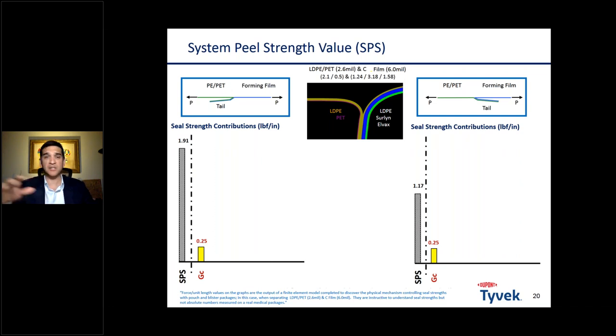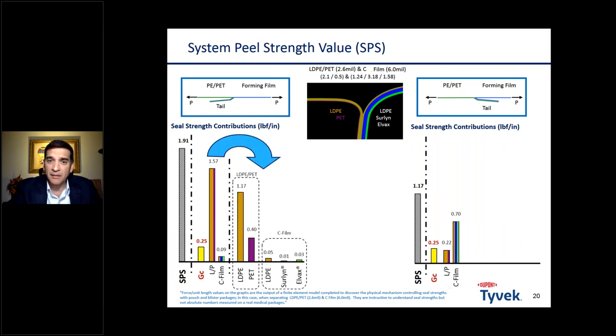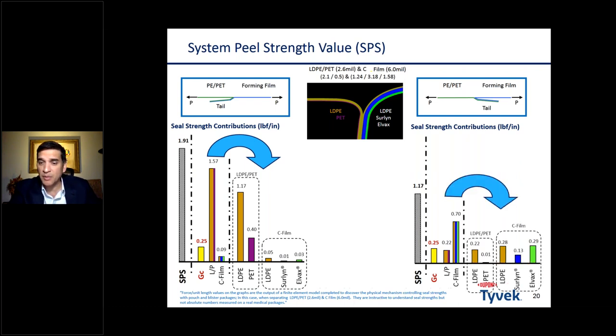That first G sub C is the same. It's going to be the same for both materials. Pulling it apart will be the same. But when you look on the left-hand side, you can see the polyester and the polyethylene. When we further break it down, the polyethylene is actually contributing 1.17 of that 1.91, and then the polyester is also contributing, and the C film is not. And if we look on the right-hand side, the contribution from the polyethylene is 0.22 when we do it the other way.